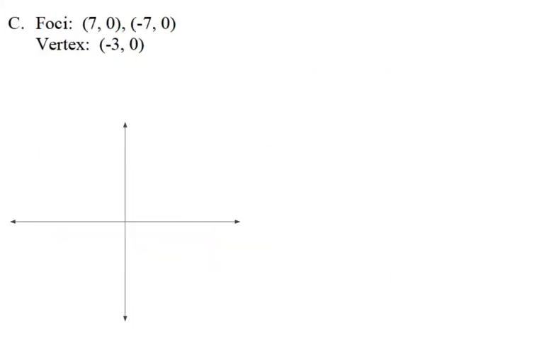All right, on the back, we've got two focal points, (7, 0) and (-7, 0). We're told that we've got a vertex at (-3, 0). That means the center is (0, 0), the only point between the two focal points. And that means that our other vertex is (3, 0).